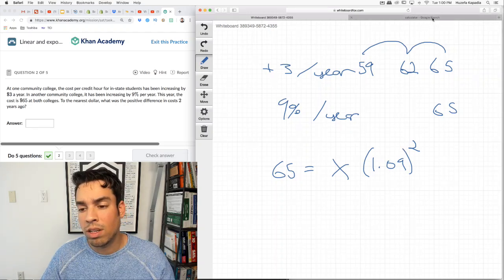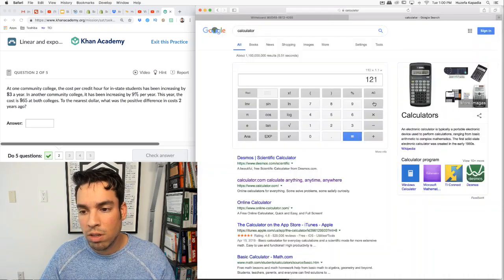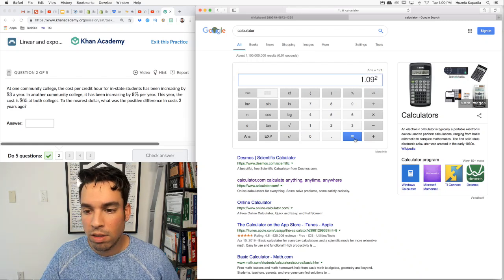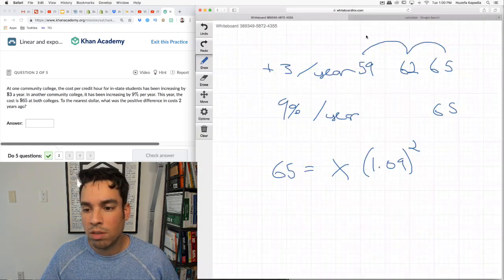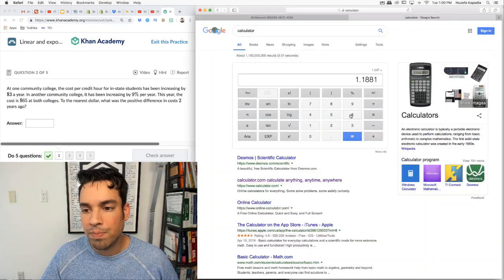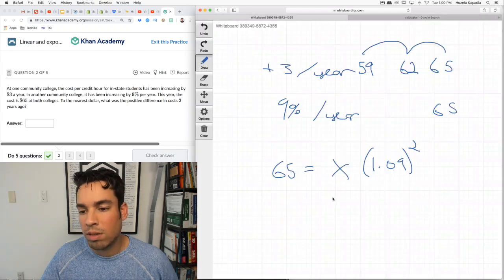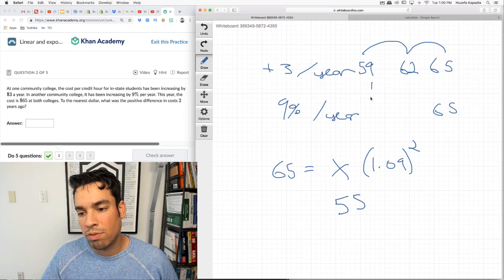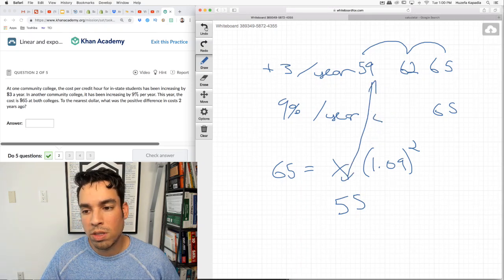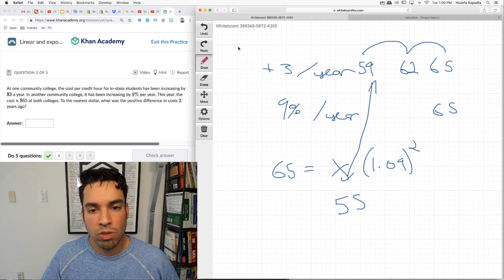I'll do it 2 ways, okay? So I'll show you both ways. So first is 1.09 squared, and then we divide 65 by that, right? My second answer equals 54.7, so 55 if we round up to the nearest dollar. So it's a difference of 4. Let me just put that in red over here so we know our answer is $4 here.